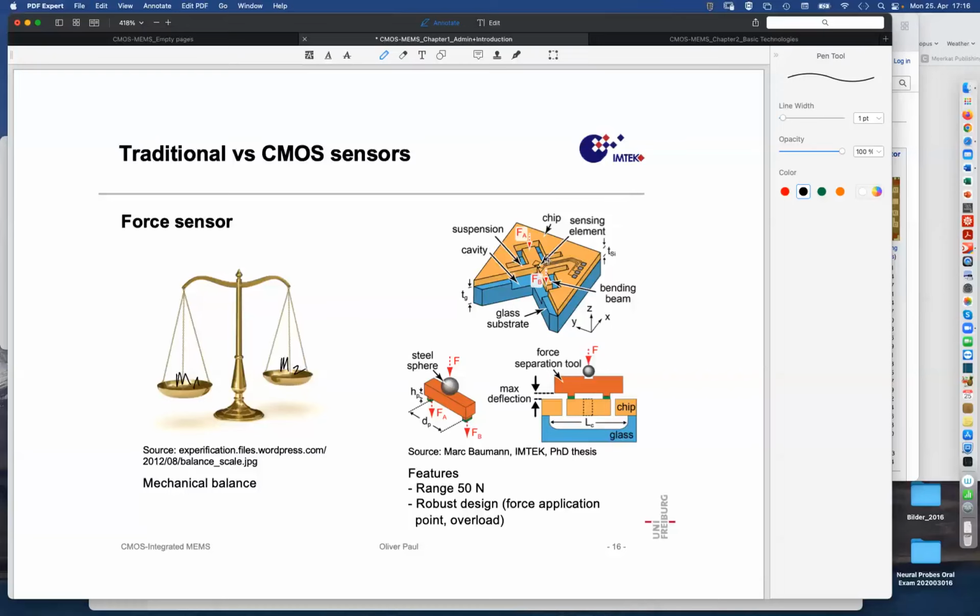Actually, he made several variants. He also attached another piece here, and then made a force measuring device with a range of 50 Newton. It was fairly robust, because when you apply excessive forces, the seesaw will simply settle at the bottom, and then it's very stably sitting there, and nothing can happen to it. Of course, it's only a force sensor for one force direction.